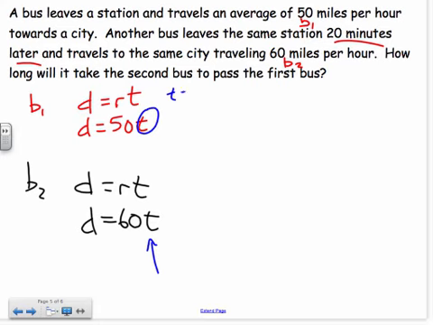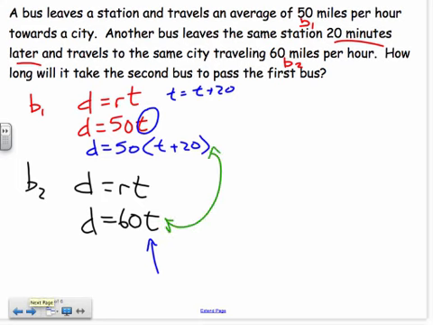So instead of having t, time is going to be t plus 20 for bus 1, which means its distance equation will be 50 times, well, I'm replacing t with t plus 20, aren't I? So I'm going to keep it in parentheses. And we just talked that we're going to set these two distances equal to each other, right? Because essentially they traveled the same distance once bus 2 passes bus 1, right? Because here's the station. Bus 1 leaves 20 minutes before, and then bus 2 leaves. And eventually it's going faster, so pretty soon they travel the same distance. Kind of an ugly picture there. So I'm going to set these equal to each other.